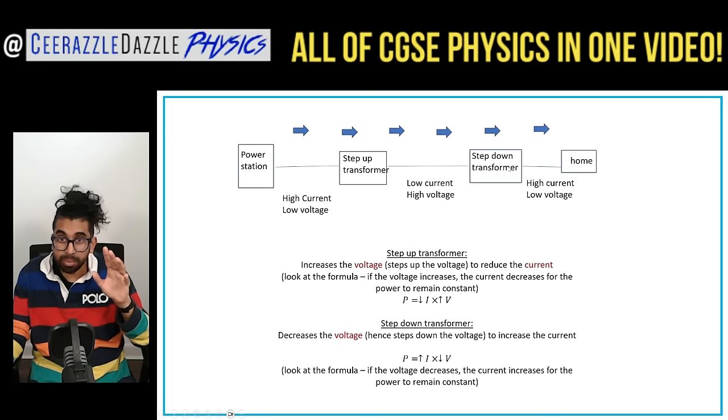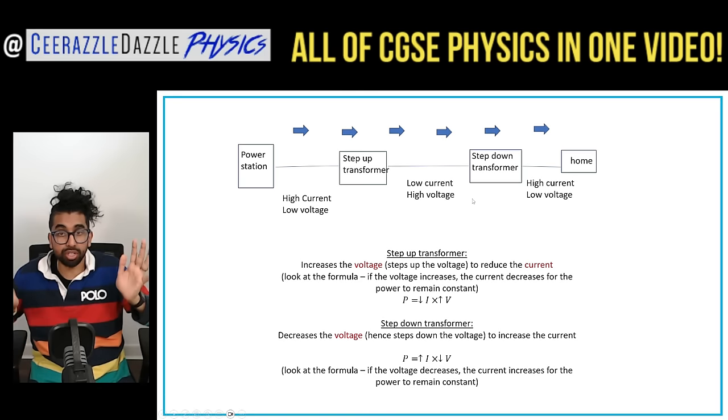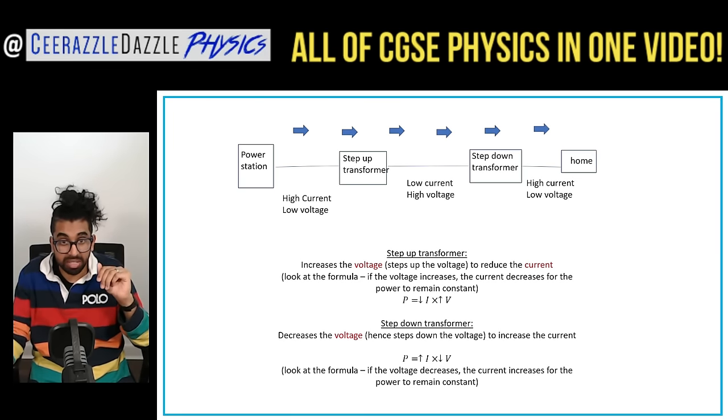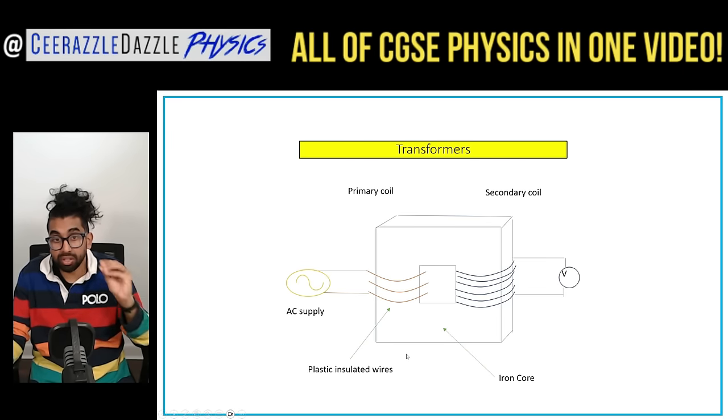Then when it gets to the step-down transformer, it's going to step down the voltage to increase the current. So it steps down the voltage to increase the current. How does this work? Well, you can use the power equation to visualize it, because as you increase the voltage for the step-up transformer, the current decreases for the power to remain constant. And for the step-down transformer, as you are decreasing the voltage, the current is increased again to keep the power constant.